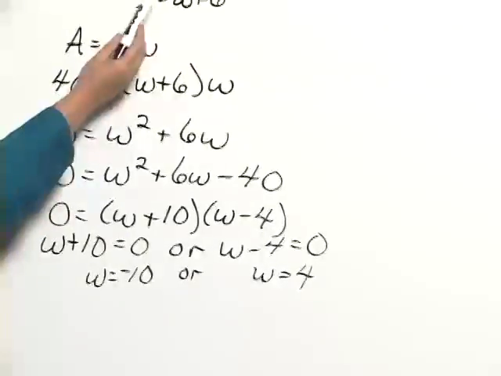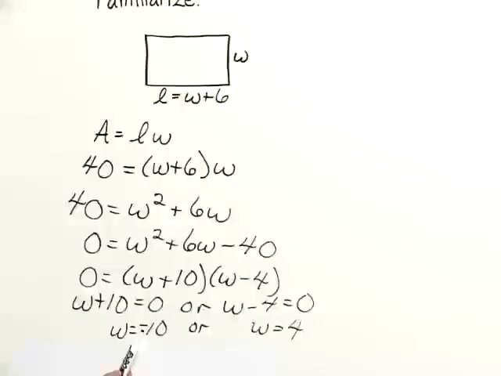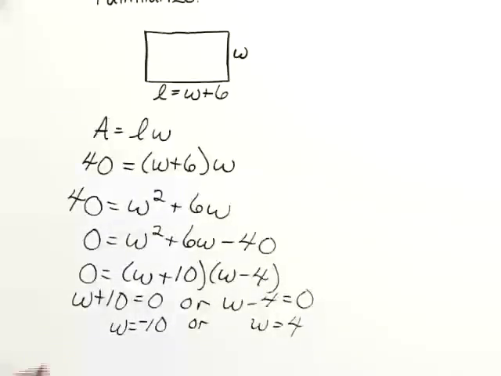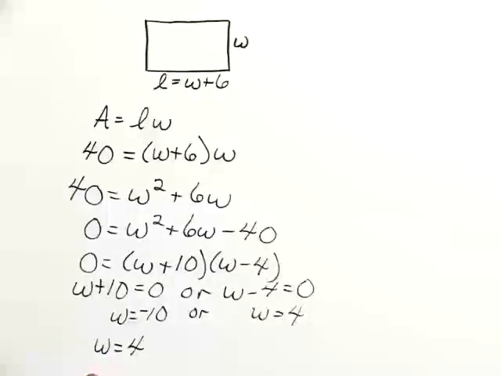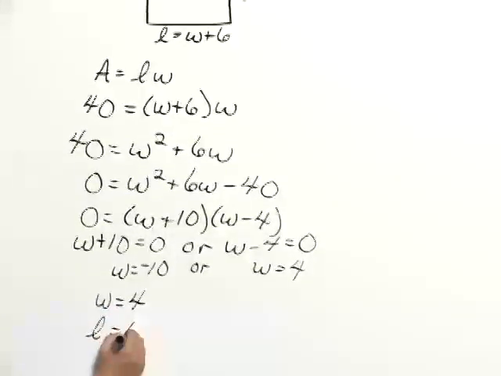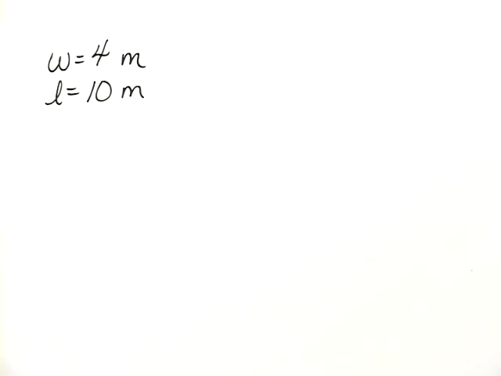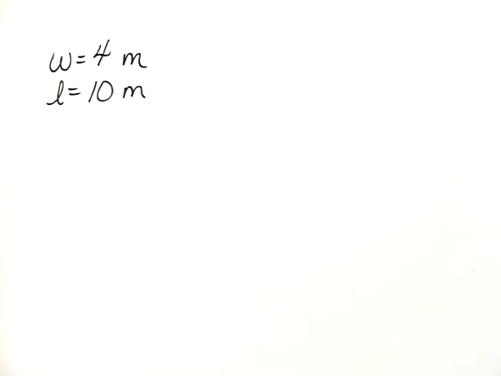Now, since we're dealing with a real situation with the width of a rectangle, we don't want to use the negative number. So we'll just have w equals 4, and if the length is 6 more than the w, we would have w equals 4, and the length would be 10. We have a possible solution then of a width of 4 meters and a length of 10 meters.